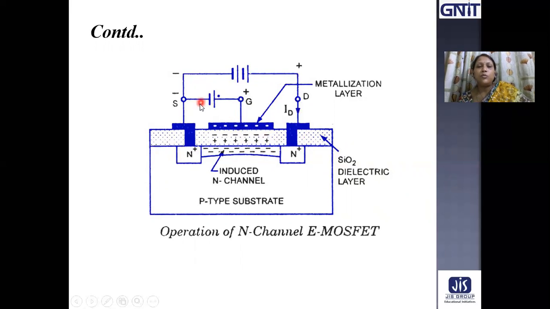This gate source is reverse biased and the VDS is connected, the drain is connected to the positive terminal of the battery and the source is connected to the negative terminal of the battery. This is the N channel enhancement type MOSFET.